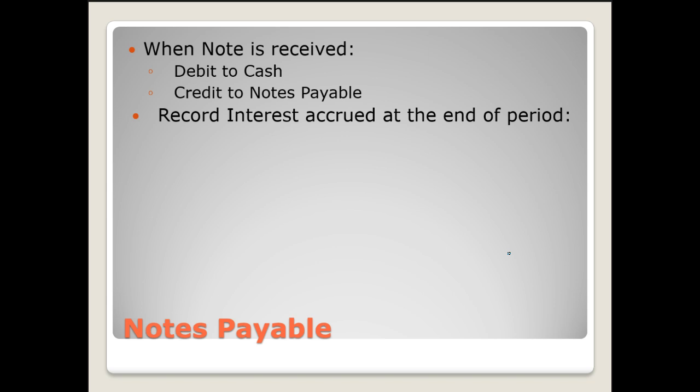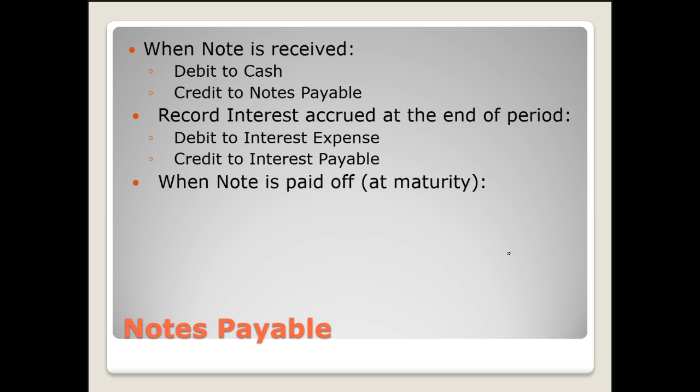At the end of any period, you'd have to record any interest accrued but not paid. Sometimes interest is not due on a note payable until the note itself is due. So if there is an accounting period ending sometime during the life of that note, interest accrued would need to be recorded. That would be a debit to interest expense, and as usual, we have a debit to an expense account and a credit to a payable account, which in this case would be interest payable.